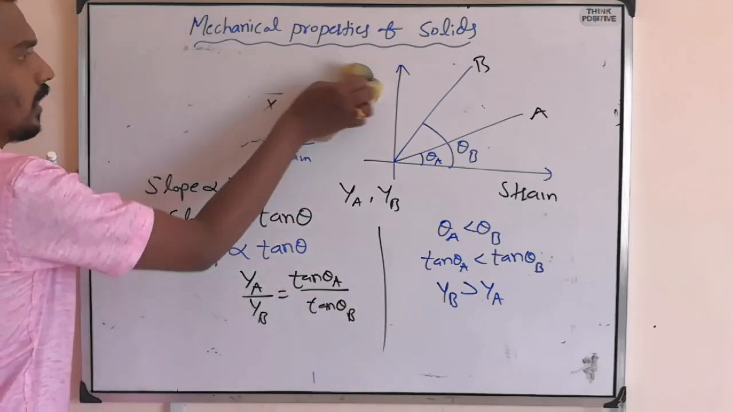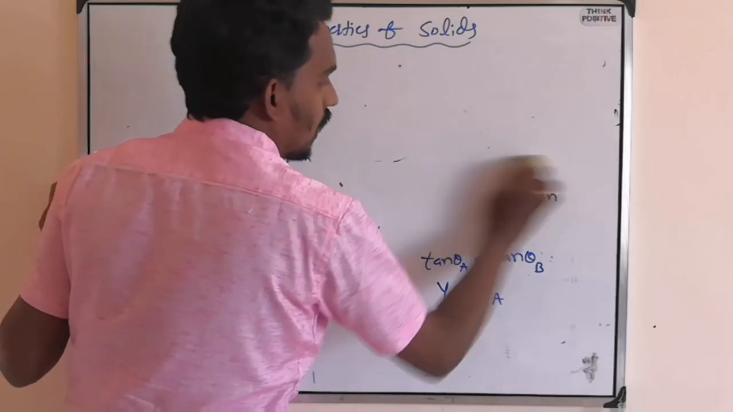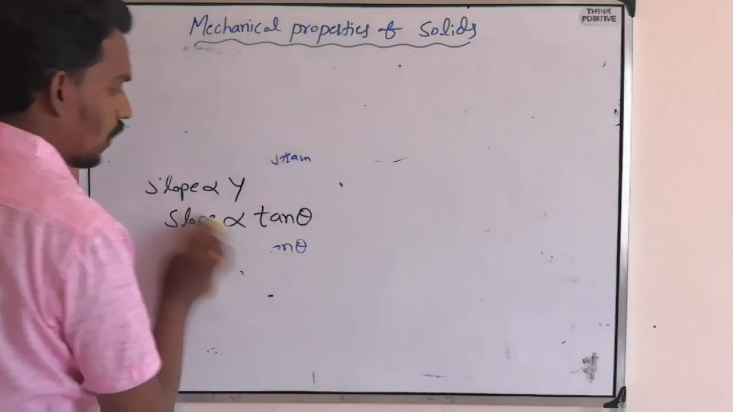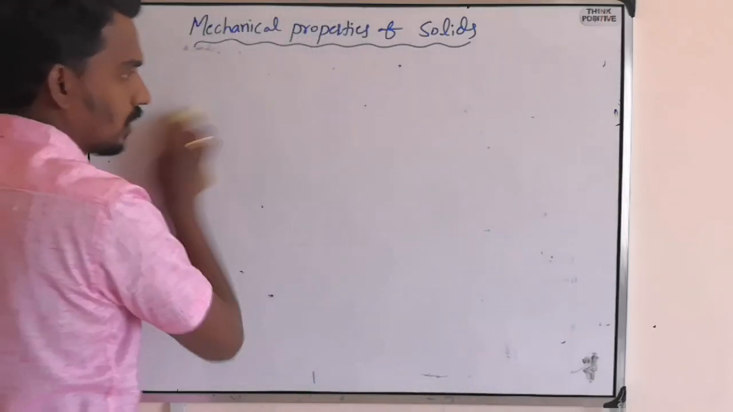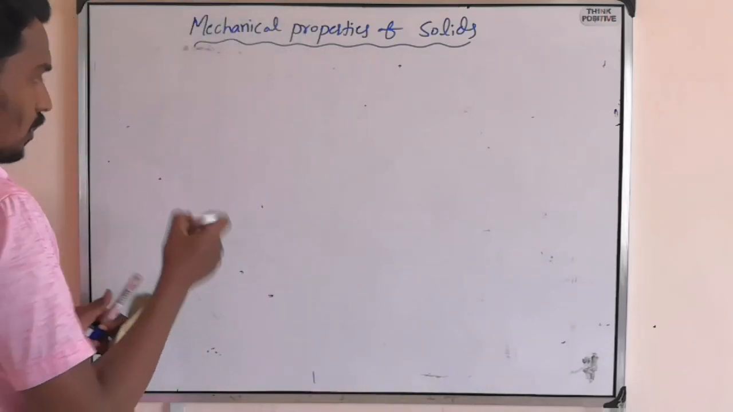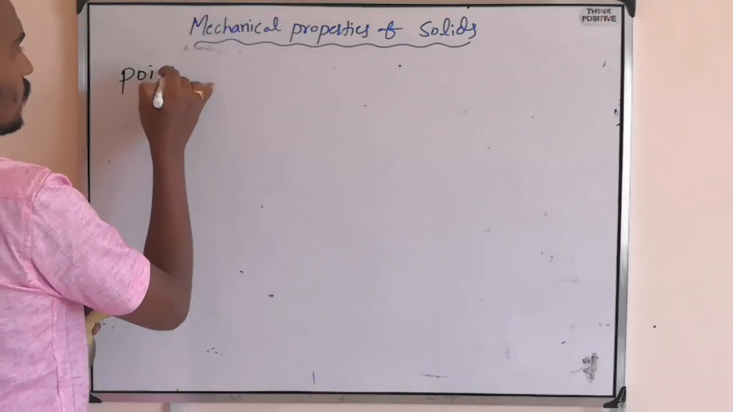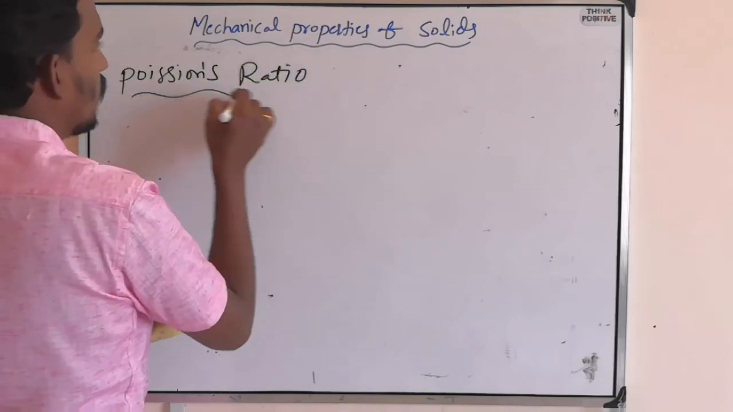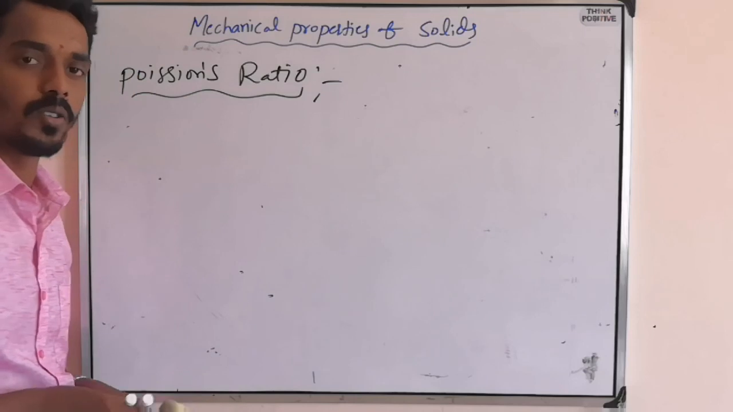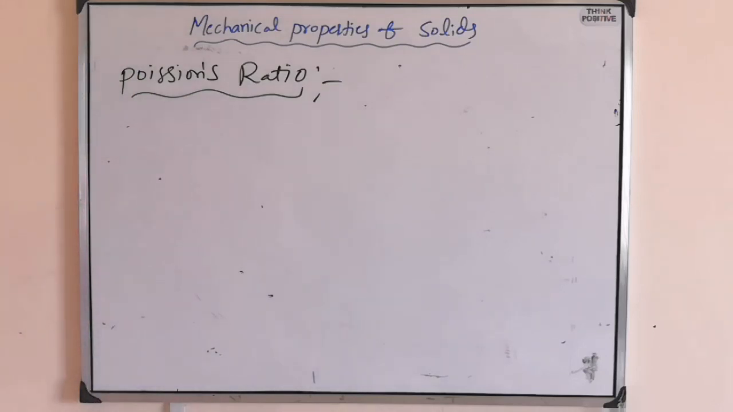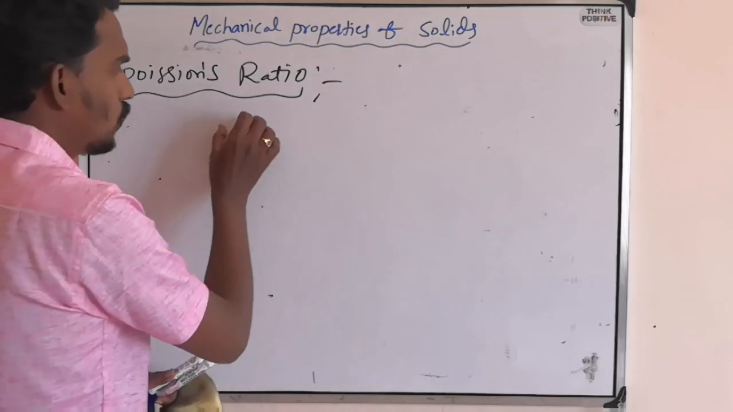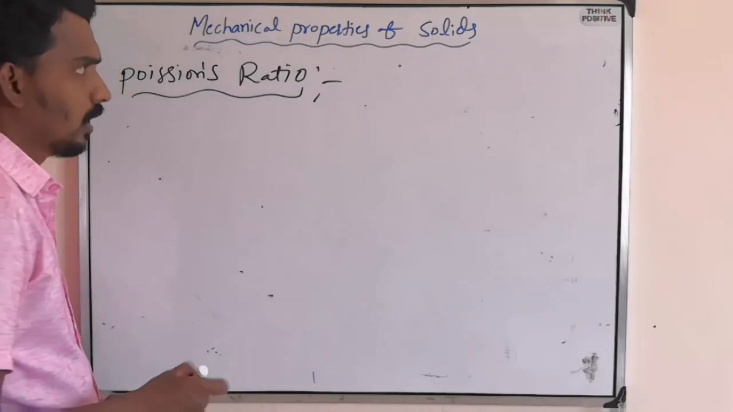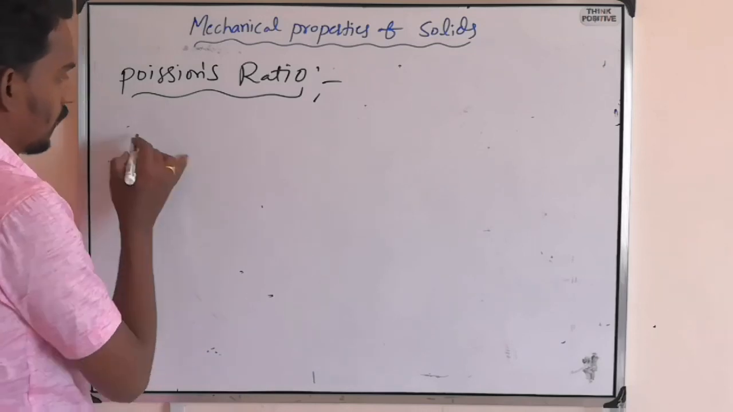And today, let me tell you one last thing. One more constant also comes in this chapter, that is Poisson's ratio. What is that? Poisson's ratio. So what is Poisson's ratio? It is also related to the same thing.